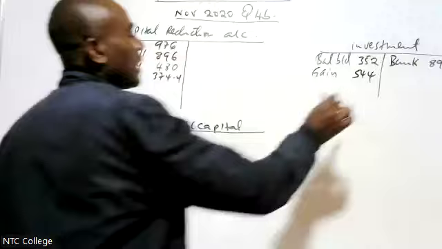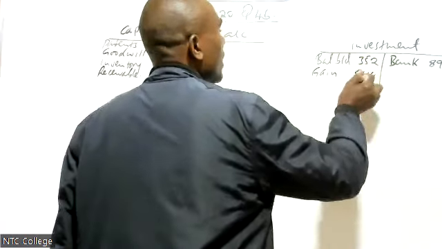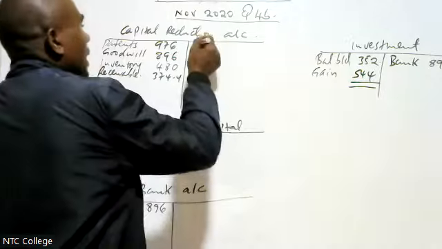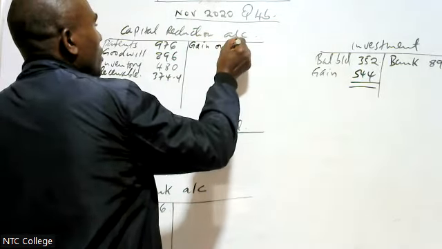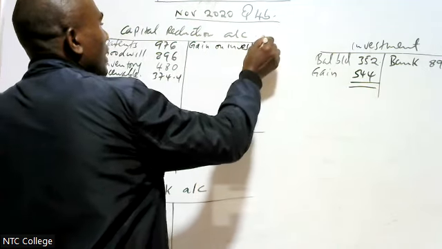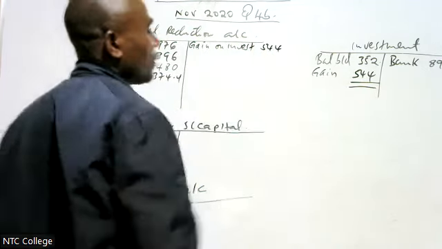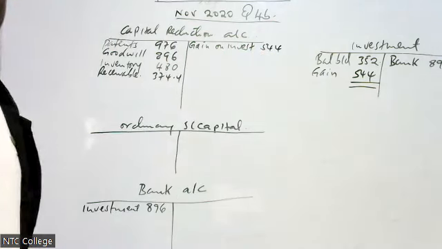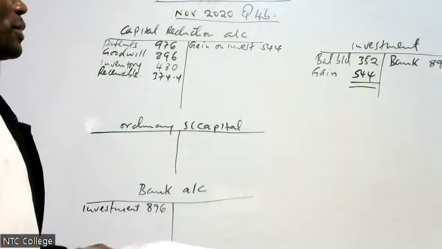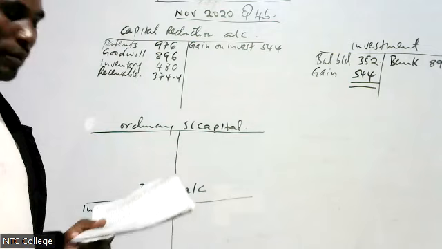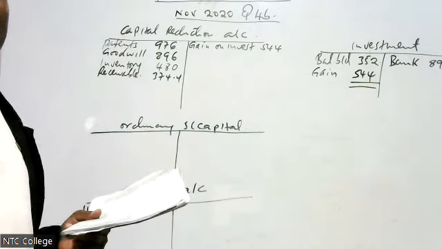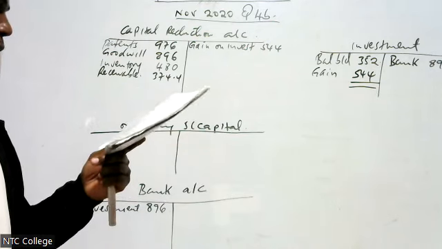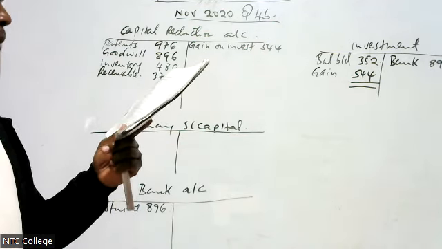Therefore, with this gain on sale of investment, we debit investment account, I credit capital reduction, gain on sale of investment, 544. I believe you are confirming so that we don't write wrong figures. Okay, that is note number one, although we shall revisit the part of revaluation of freehold. We go to note number two.